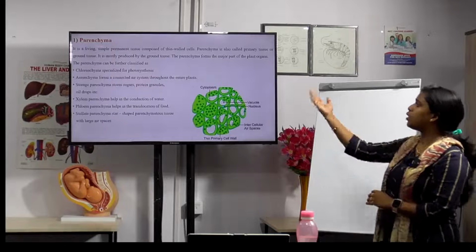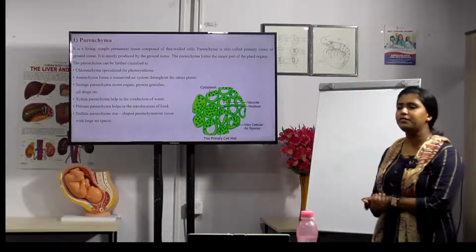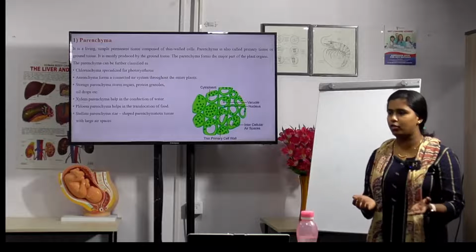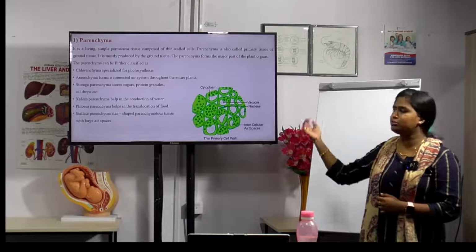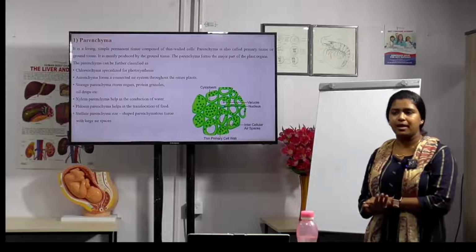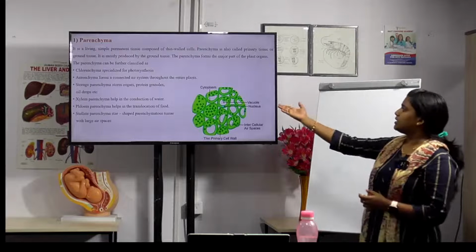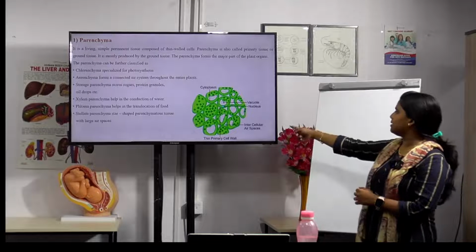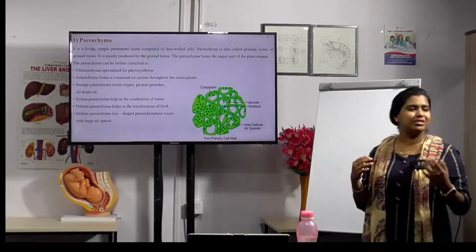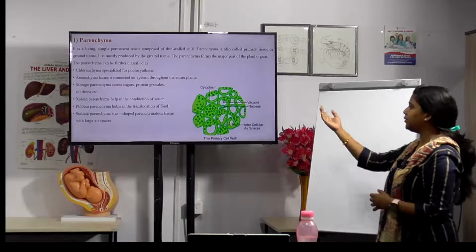Let us see what those are. Chlorenchyma is specialized for photosynthesis. Chlorine relates to chlorophyll, so it is helpful for photosynthesis, which happens only in the presence of chlorophyll. And then aerenchyma, which is air, so it forms a connective air system. And then storage parenchyma, which stores food like sugar, water and nutrients.